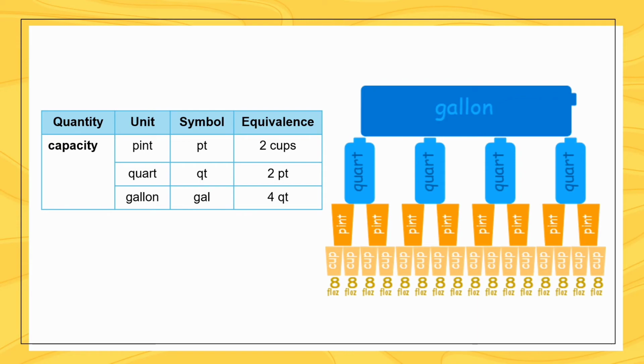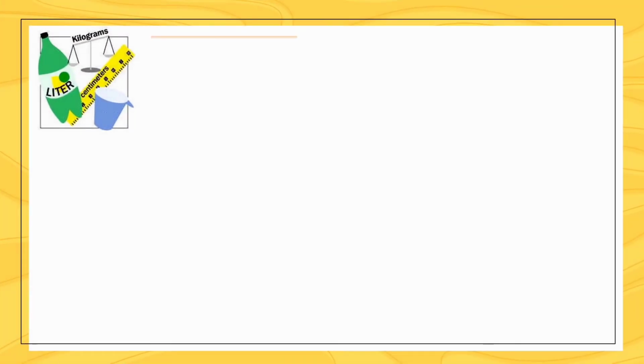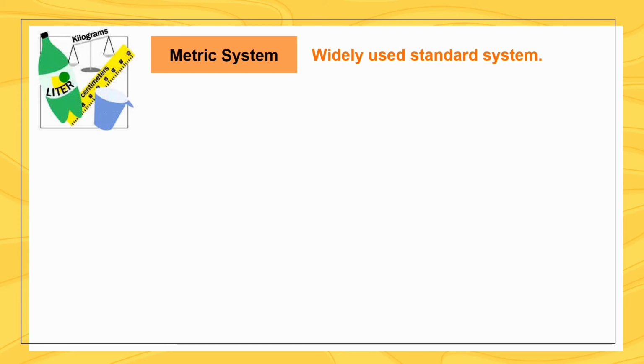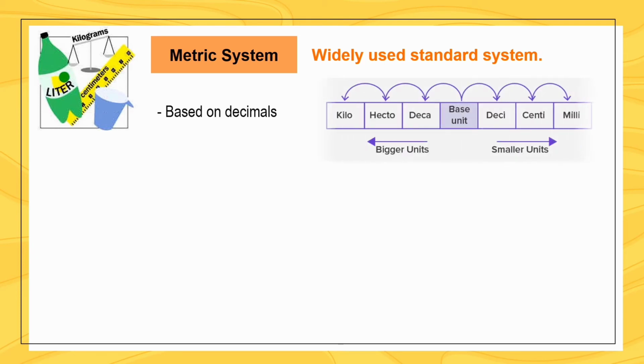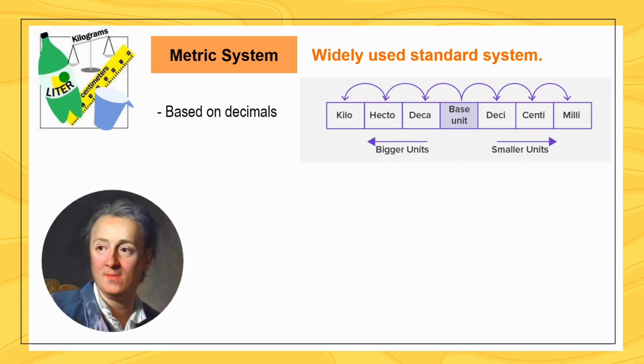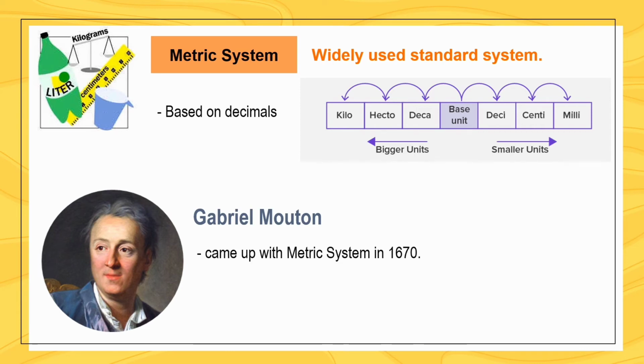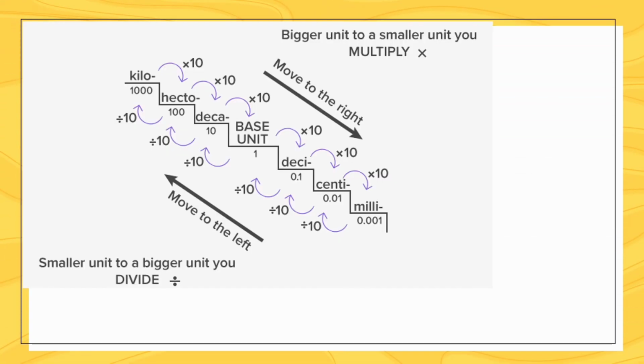Next is a widely used standard system of measurement, which is the metric system. And let's accomplish already your third squad goal, which is identify the basic units in the metric system. So let's have metric system. It is based on decimals, just like our numeration and monetary system. Since its introduction in 1670 by a Frenchman named Gabriel Mouton, the metric system has proven to be convenient and ideal to use. Since the system is based on multiples of 10, counting and performing mathematical operations are easier.